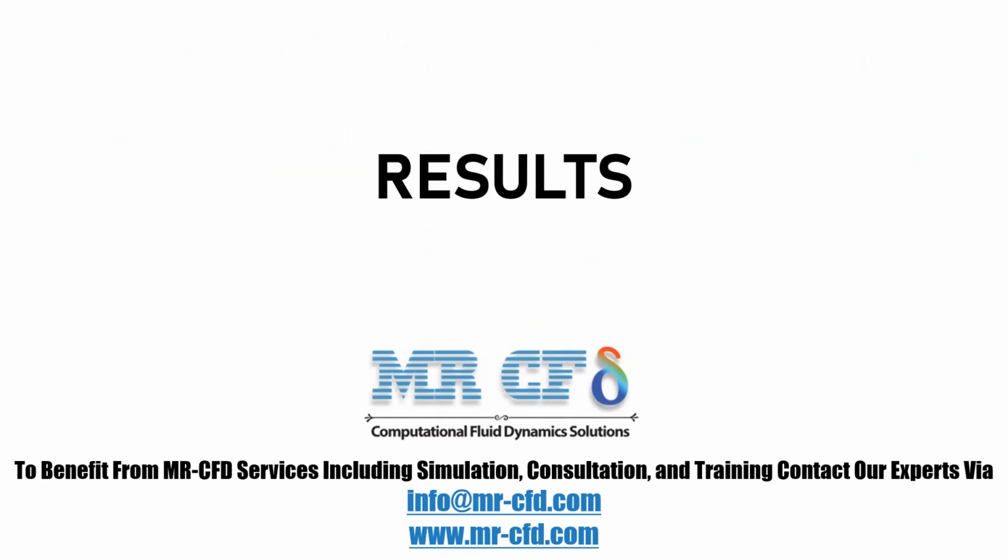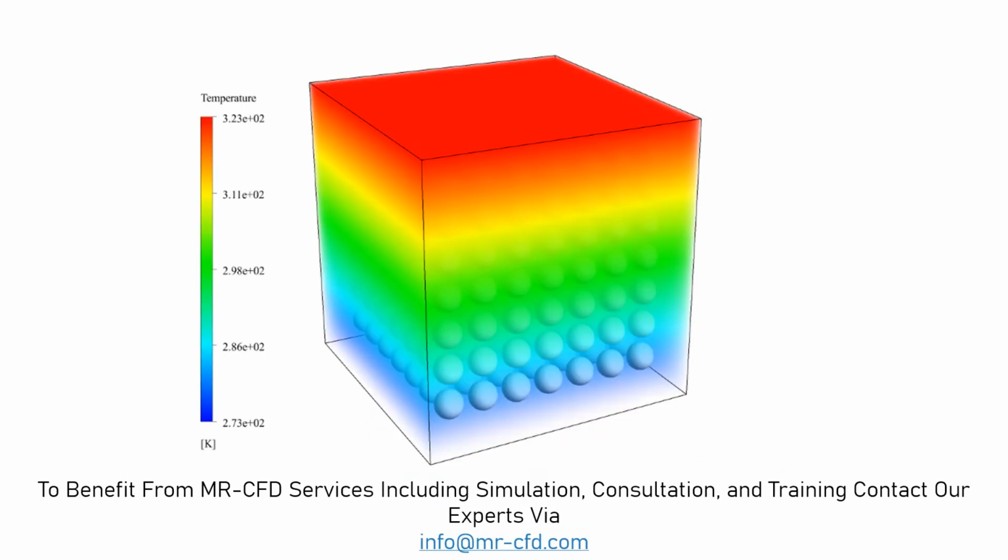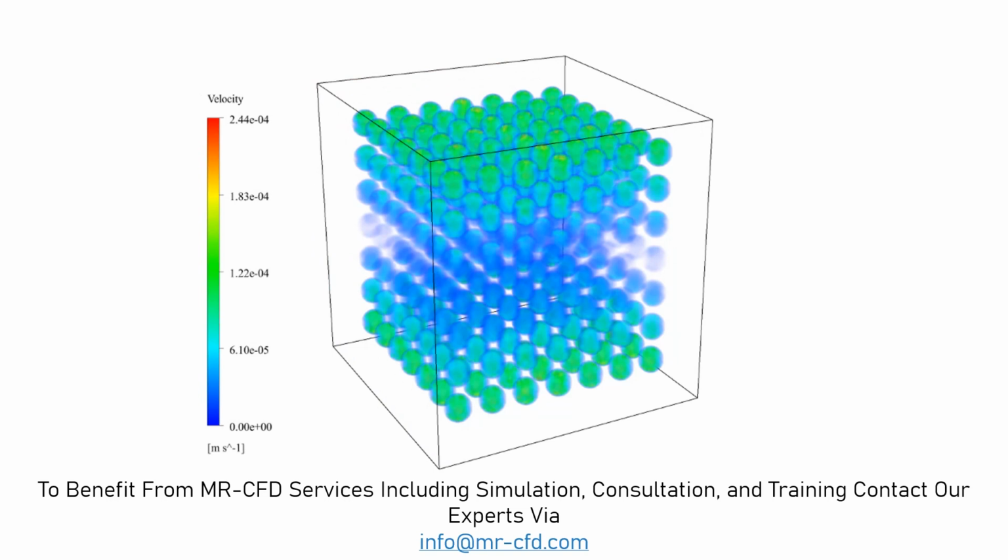Now in this part, we have extracted 3D and 2D contours by means of CFD-Post software. Now in this slide, you can see the temperature distribution inside our computational domain. As you can see here, the region near the upper surface has a higher temperature in comparison with the lower surface. And finally, in this slide, you can easily see the velocity changes of airflow inside the porous medium in our computational domain.